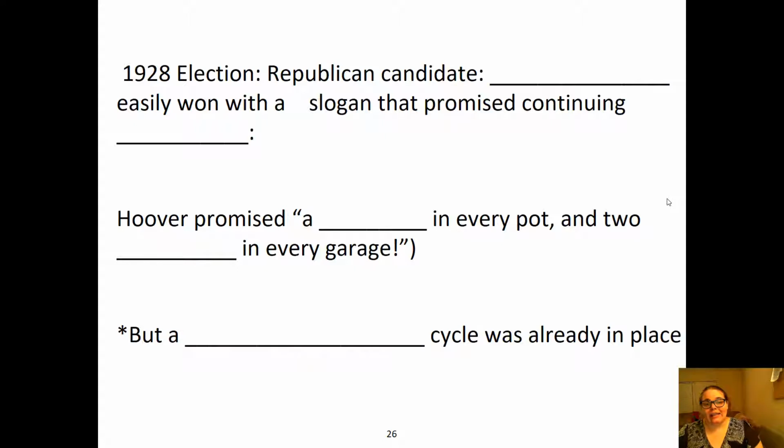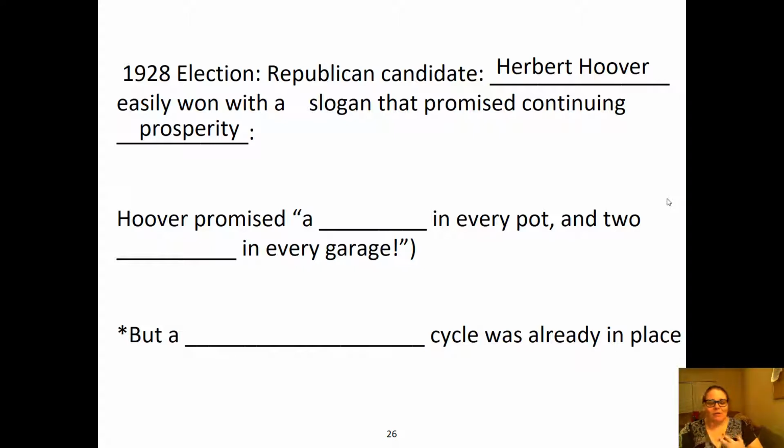The 1928 election, the Republican's going to win. His name is Herbert Hoover. And he wins very easily with a slogan that promised continuing prosperity, right? 1920s, everyone's doing pretty good, right? With the exception of farmers. But everyone's doing pretty good.